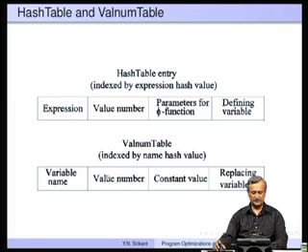The valnum table is simple, it stores the variable name, it stores the value number also, it is actually indexed by the name hash value. This constant or not etcetera is stored here, if it is a constant, it is a constant value, and then the replacing variable. So, as I told you, copies need not be kept. So, for each copy for that variable name, we need to have the replacing variable as well.